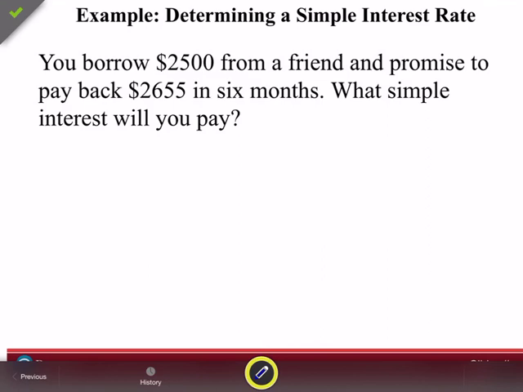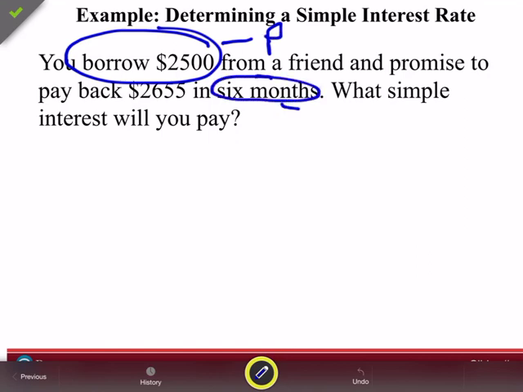You borrow $2,500 from a friend and promise to pay back $2,655 in 6 months. What simple interest will you pay? So, what we're given, you're borrowing $2,500. So that is the principal, the beginning amount. We know 6 months, well, that's definitely your time. And you promise to pay back $2,655. That amount that you pay back in the future is the future value.